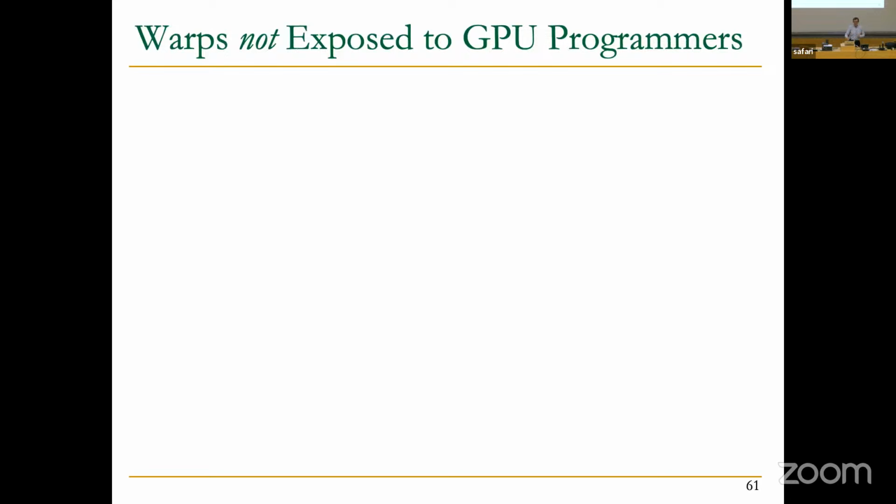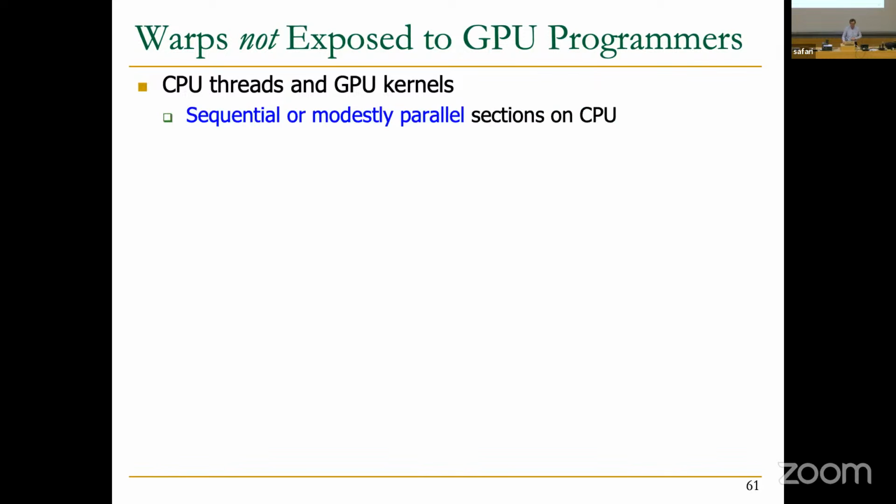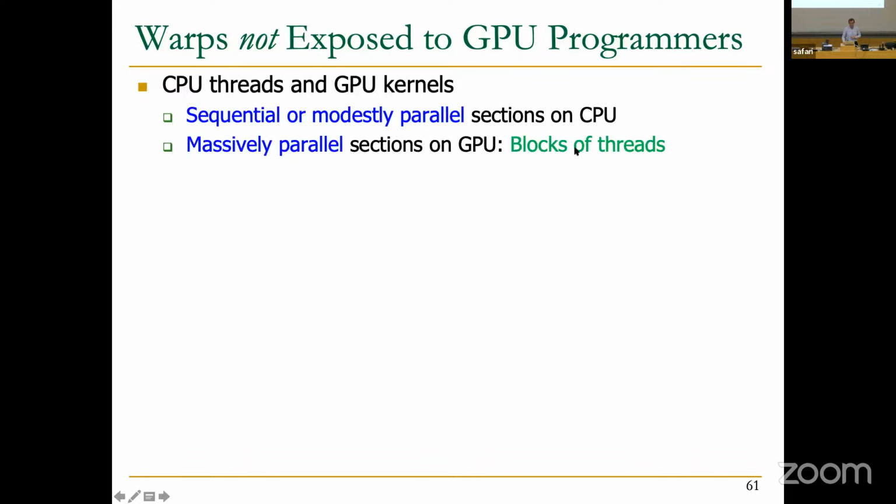I should say that in existing GPUs, warps are not exposed to programmers. I mentioned this, but let's clarify this. So you have CPU threads. In GPUs, it's also called kernels, for example. These are sequential or modestly parallel sections on CPU, but you have massively parallel sections on GPU. These are called blocks of threads.